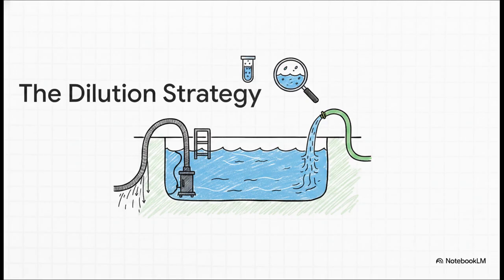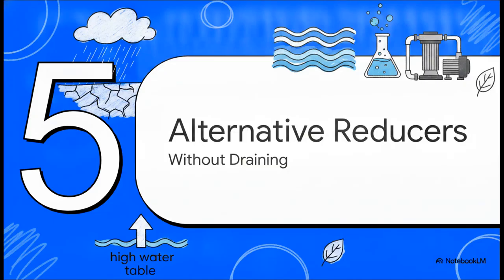But what if you can't drain your pool? Maybe you live in an area with strict regional water restrictions, or you have a really high water table. Let's look at the alternative methods. Section 5. Alternative CYA reduction methods.